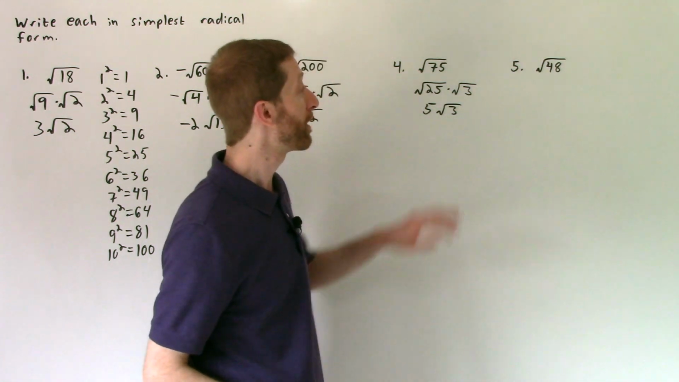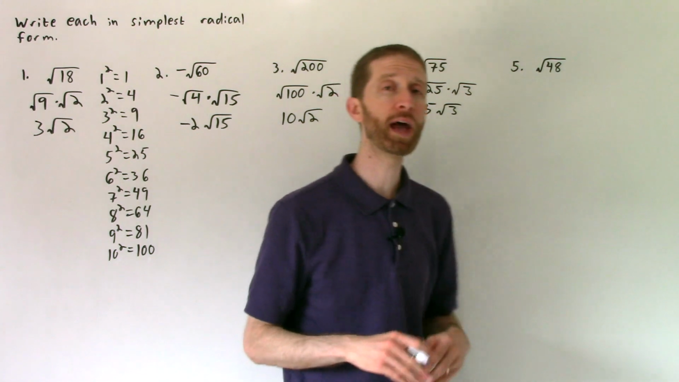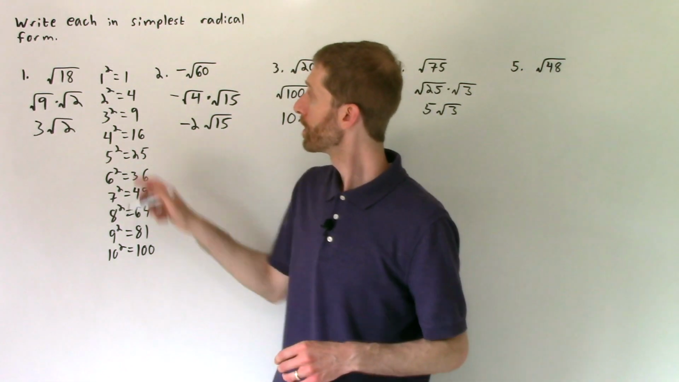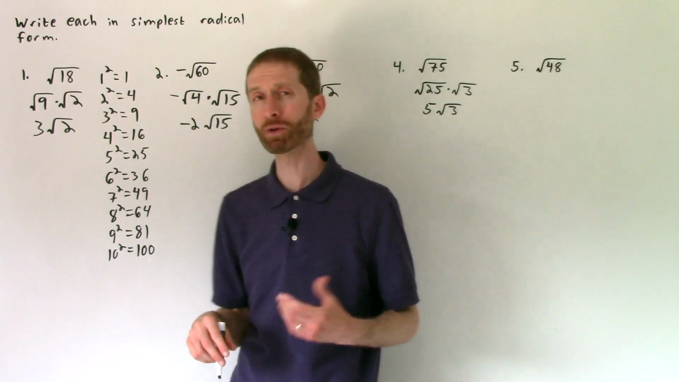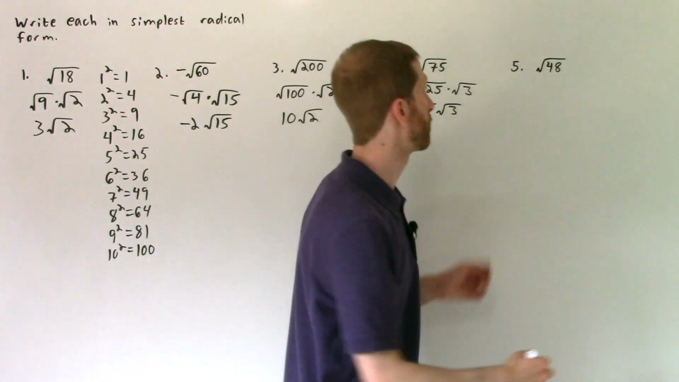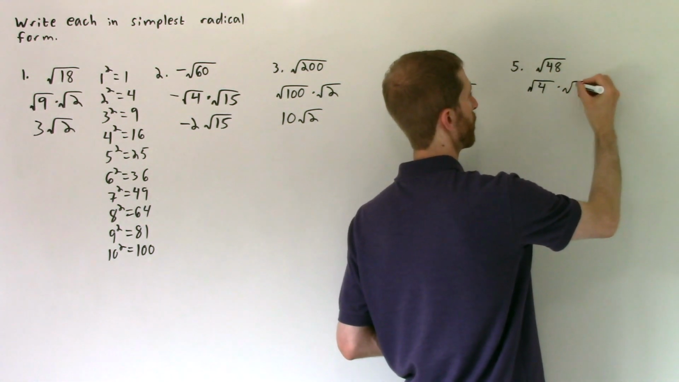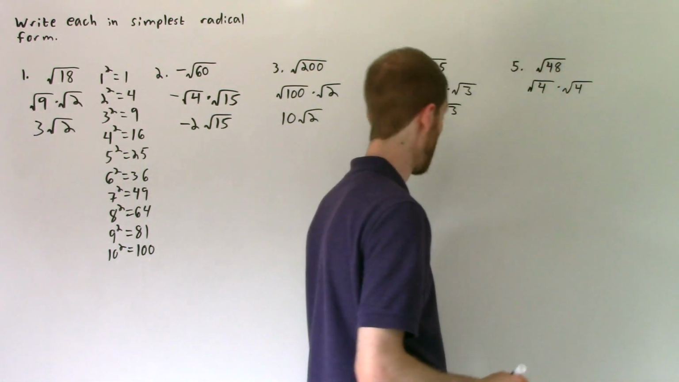Beautiful. Now, in number 5, I'd like to show you what happens when we don't multiply by the biggest perfect square. So let's say that we just stop at 4 and say, well, I realize that 4 goes into 48 12 times. So the square root of 4 times the square root of 48. Geez, that's not what it is.